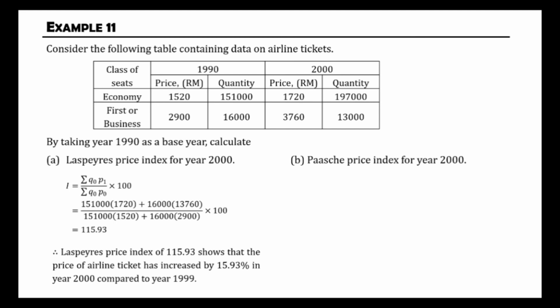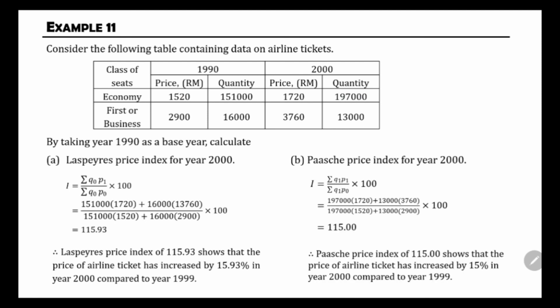PAASCHE price index takes quantity from the current year as weight. So quantity from year 2000 times price from year 2000 as numerator, and quantity from year 2000 times price from year 1990 as denominator. Times 100, we get an index of 115. So the PAASCHE price index of 115 shows that the price of airline tickets has increased by 15% in year 2000 compared to year 1990.